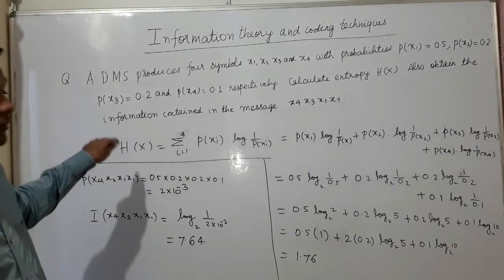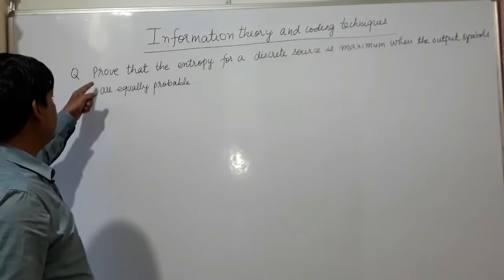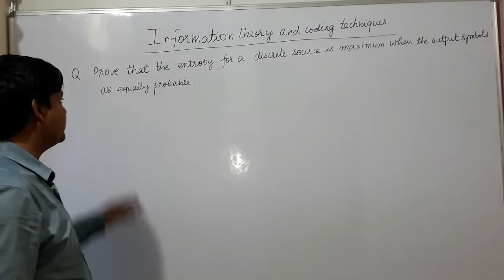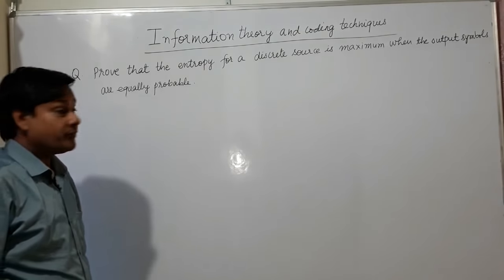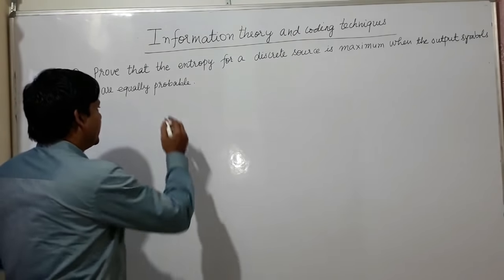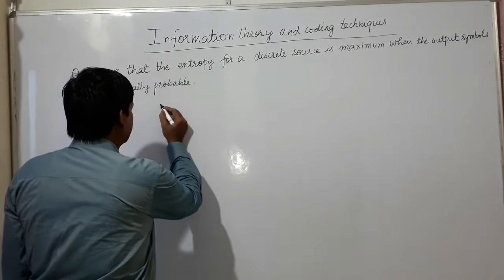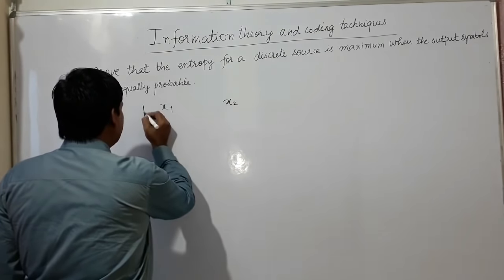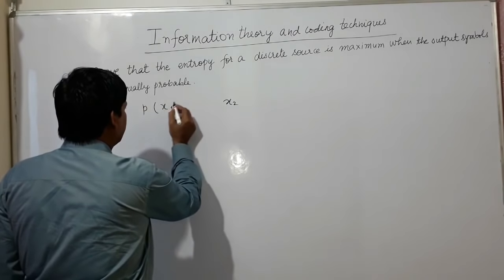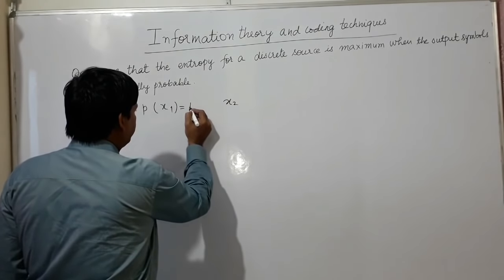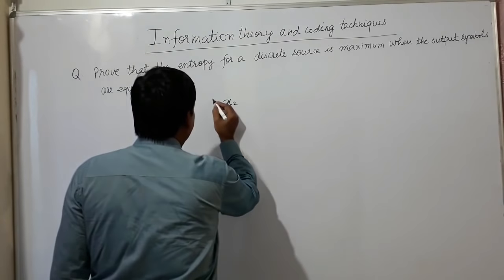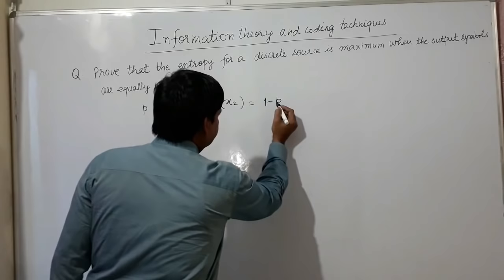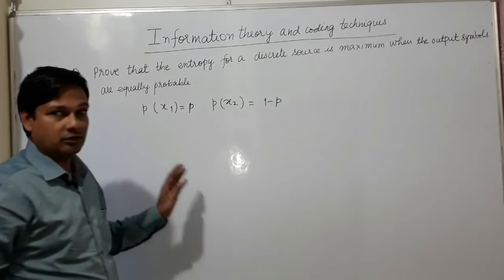this was the solution of this problem. Yes, we have one more question. Prove that the entropy of a discrete source is maximum when the output symbols are equally probable. If there are two symbols, I assume there are two symbols x1 and x2, and probability of coming x1 is p and probability of coming x2 is 1 minus p. Means these are not equal.